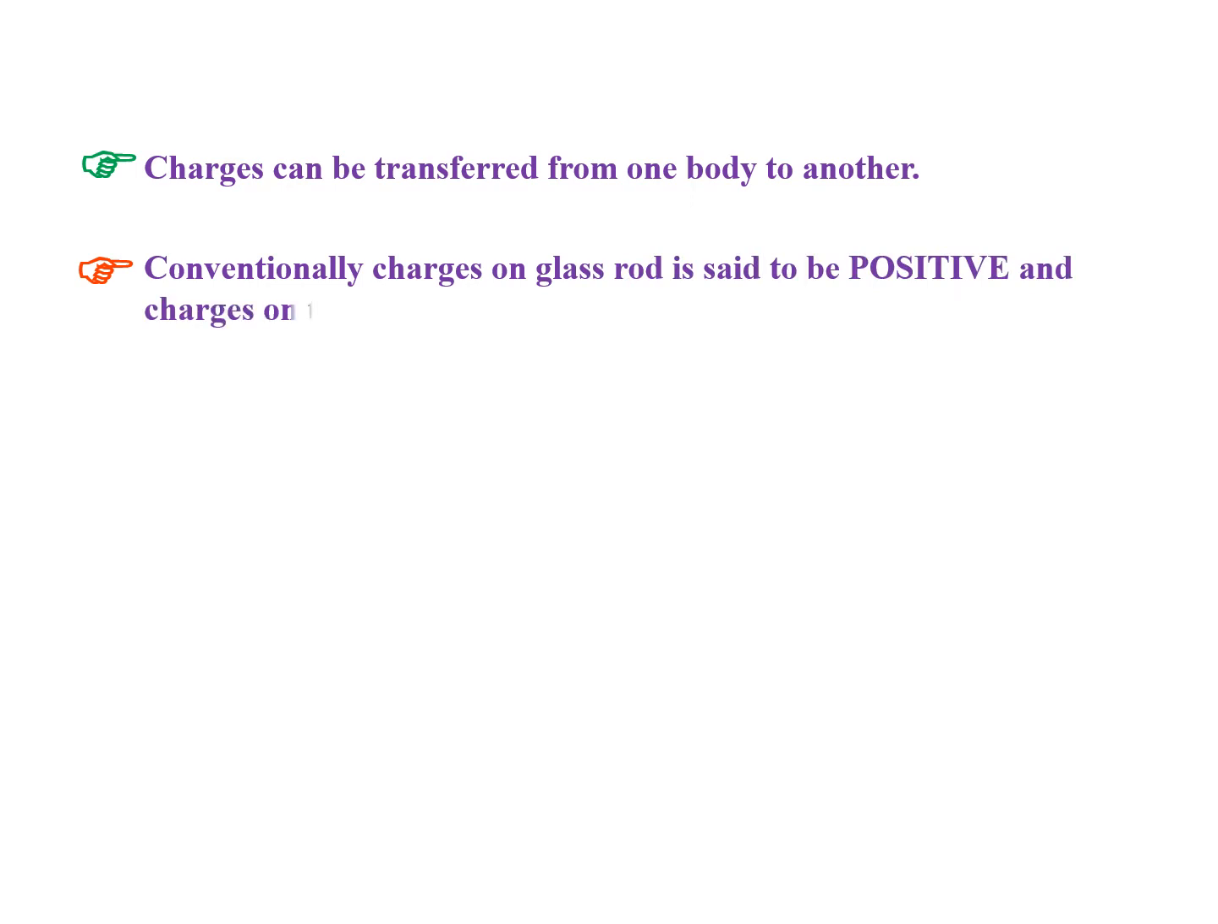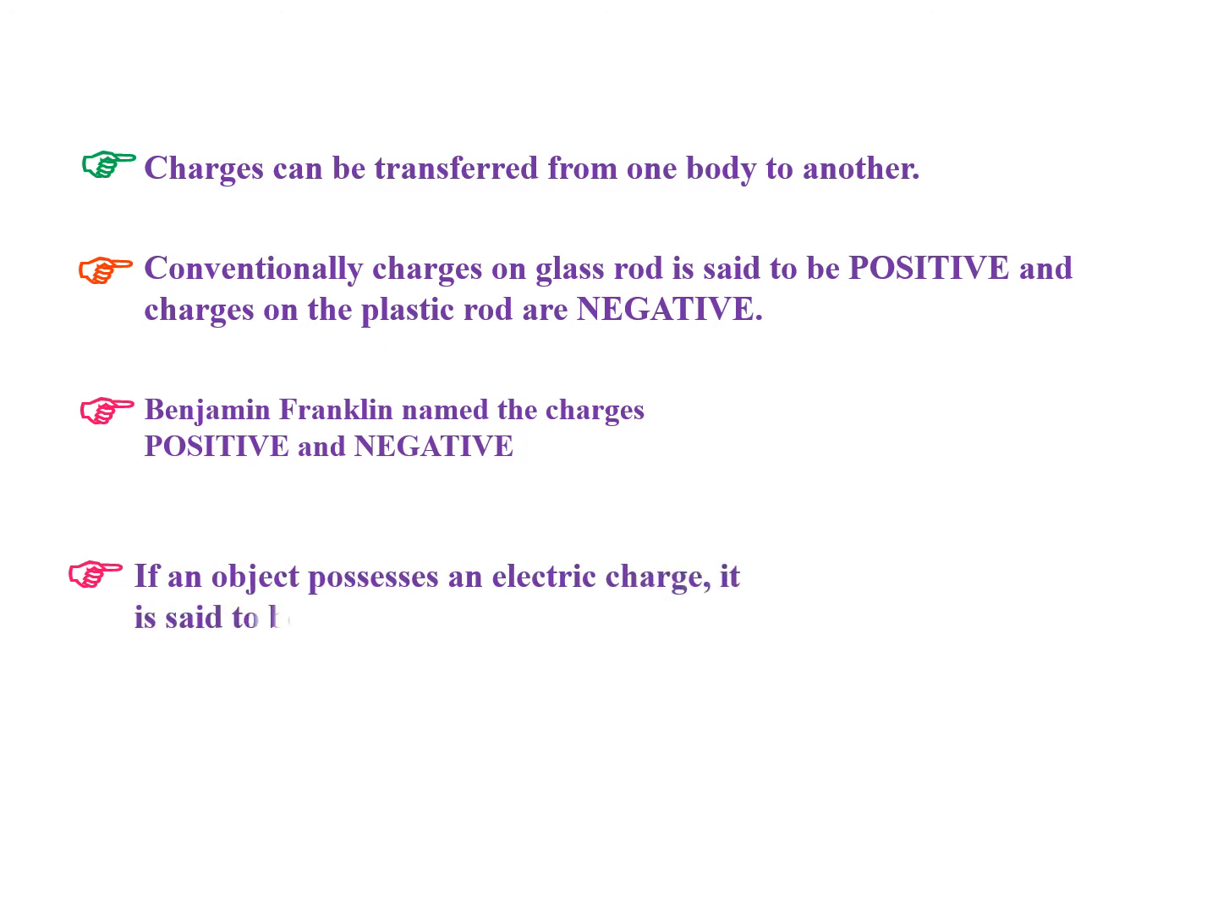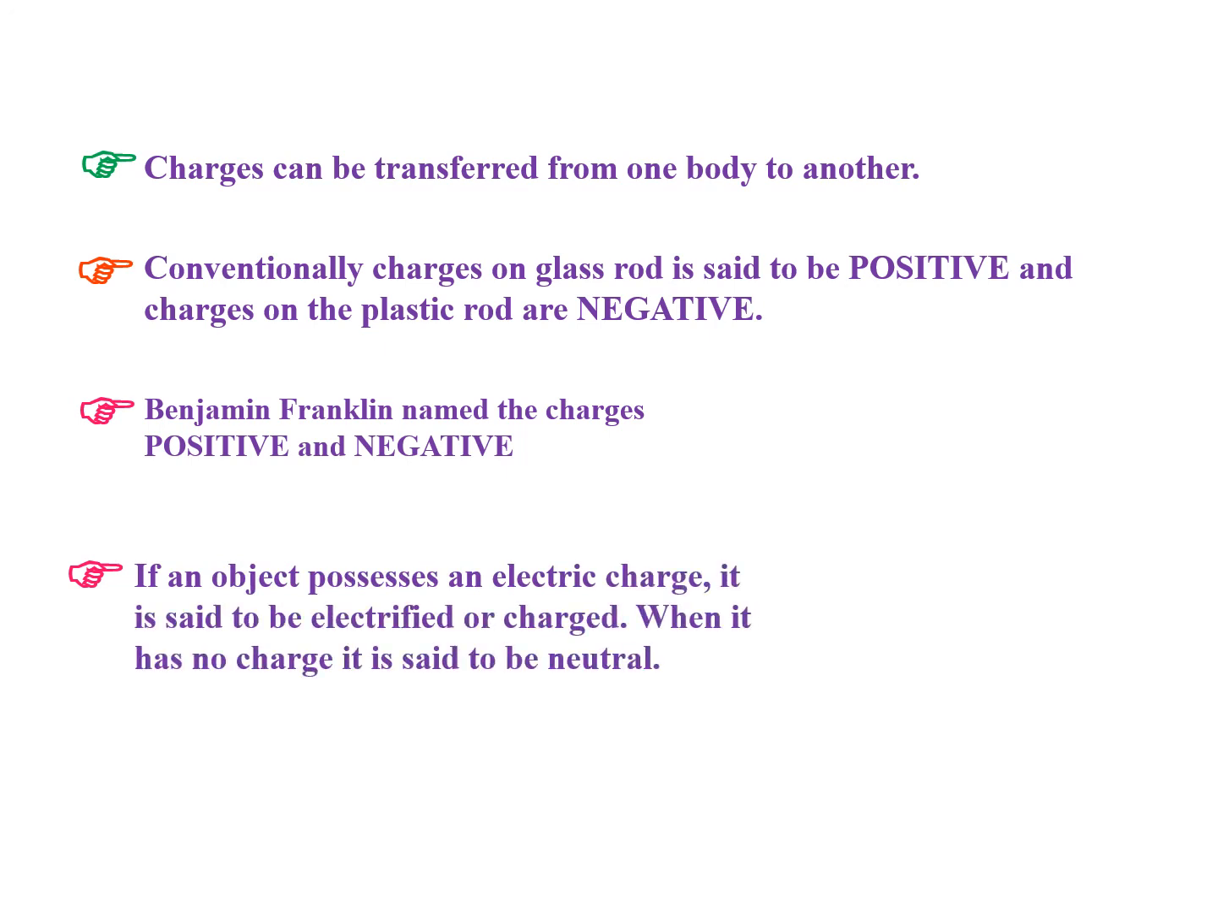Conventionally, charges acquired on the glass rod were called positive, and the charges acquired on the plastic rod were called negative. It was Benjamin Franklin who named the charges as positive and negative. So you can even say it was Benjamin Franklin who gave polarity of charges. And last, if an object possesses an electric charge, it is said to be electrified or charged. When it has no charge, it is said to be neutral.